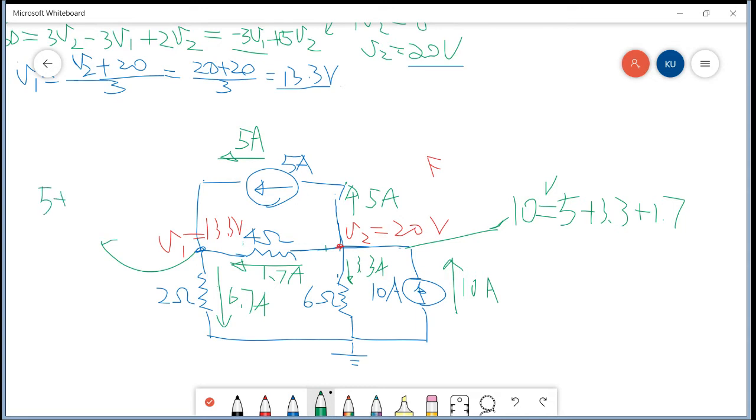5 plus 1.7 equals 6.78. So this is going in, this is going out, this is going in, this is going out. They should all agree to the KCL as long as the calculation is correct. Okay.